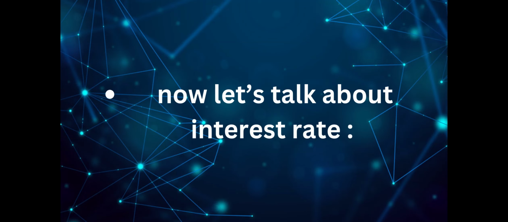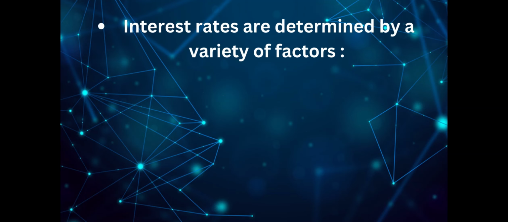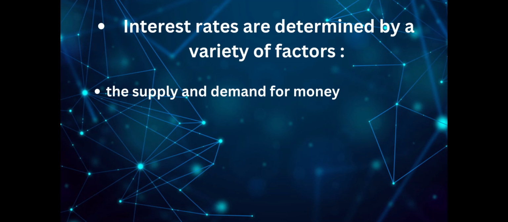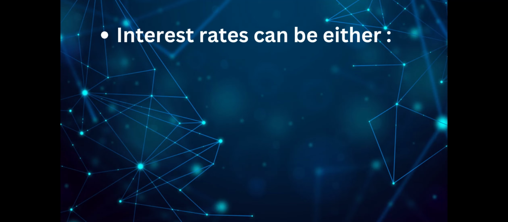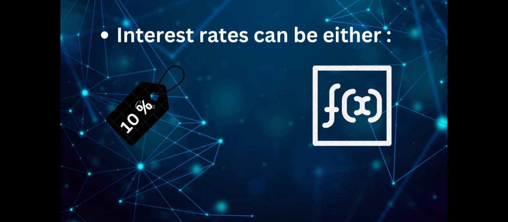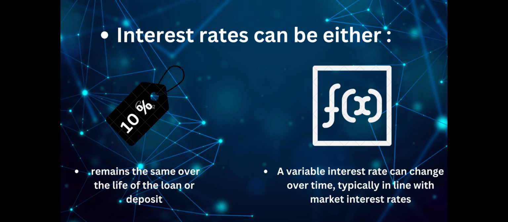Now let's talk about interest rate. The interest rate is the percentage of a loan or deposit that is charged or paid as interest over a period of time. It is typically expressed as an annual percentage rate, APR. Interest rates are determined by a variety of factors, including the supply and demand for money, the risk of the borrower, and the central bank's monetary policy. Interest rates can be either fixed or variable. A fixed interest rate remains the same over the life of the loan or deposit. A variable interest rate can change over time, typically in line with market interest rates.